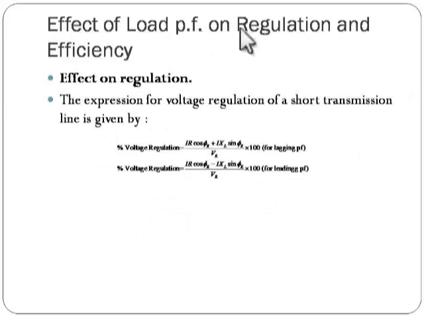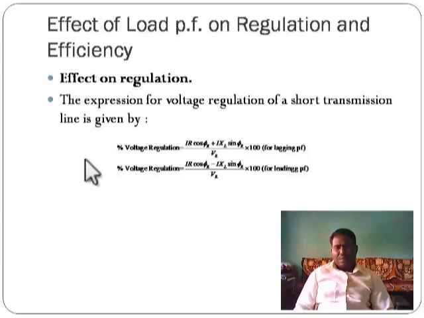So the effect of load power factor on regulation and efficiency. Regulation is changed now. For the case of single phase line, the voltage regulation is (V_S minus V_R) by V_S into 100. But in the case of three phase line, the voltage regulation is applicable for your lagging power factor as well as leading power factor. So here the percentage regulation for lagging power factors is (I R cos φ_R plus I X_L sin φ_R) by V_R into 100. Next one is the percentage voltage regulation, which is equal to (I R cos φ_R minus I X_L sin φ_R) by V_S into 100 for leading power factor conditions. So this kind of effect takes place for your three phase lines.